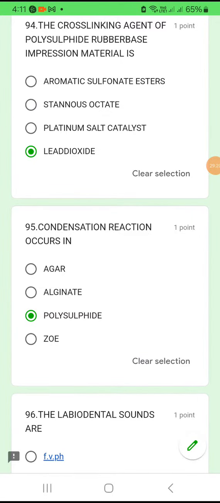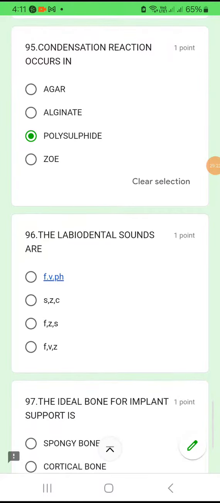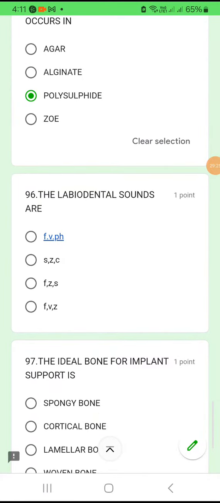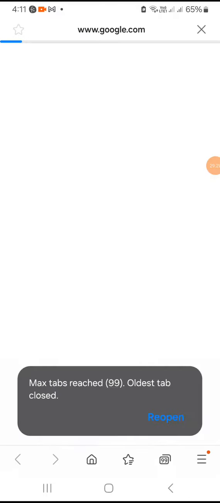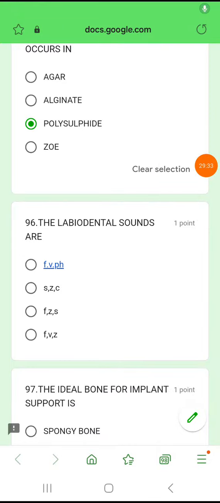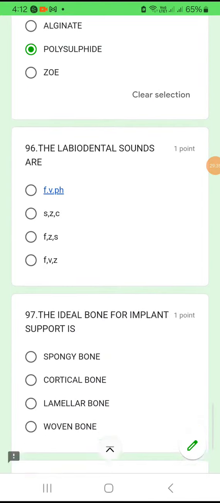Polysulfide. Okay. Condensation reaction occurs in polysulfide. The labiodental sounds are F, V and PH. Yes, correct. F, V and PH.